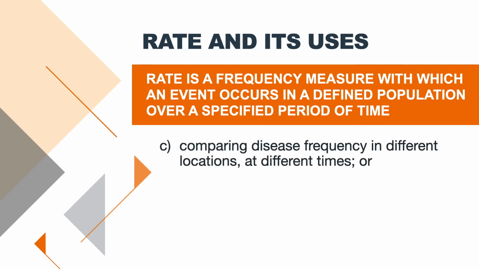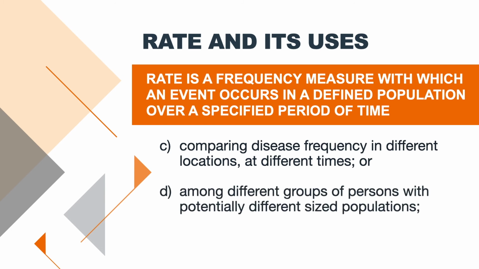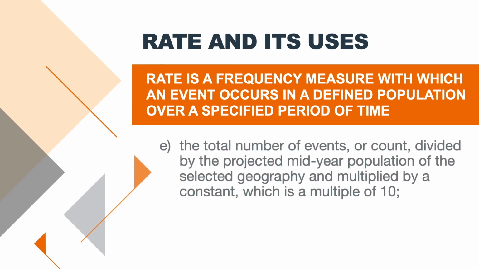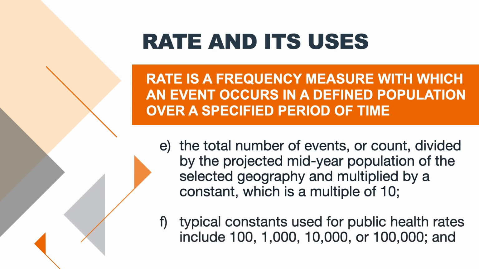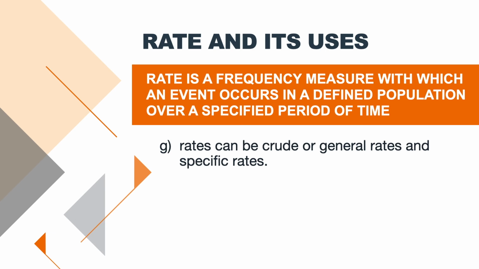Particularly useful for comparing disease frequency in different locations, at different times, or among different groups of persons with potentially different sized populations. The total number of events, or count, divided by the projected mid-year population of the selected geography and multiplied by a constant, which is a multiple of 10. Typical constants used for public health rates include 100, 1000, 10,000, or 100,000. This multiplier varies by measure and depending on the desired comparison level. Rates can be crude or general rates and specific rates.